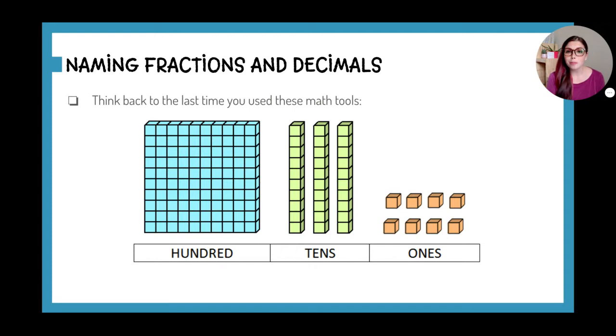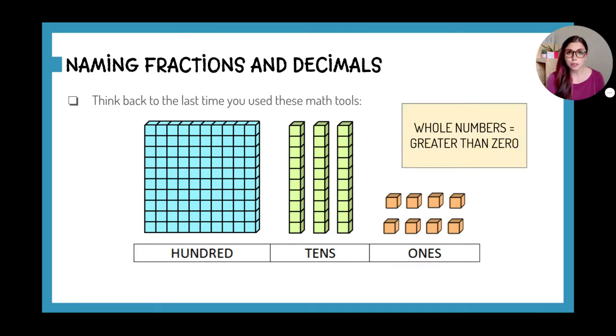So let's start by thinking back to the last time you used these math tools. They should be familiar. We have a hundreds flat, some 10 sticks, and some ones cubes. And if you remember, these math manipulatives represented whole numbers. They were numbers greater than 0. So the number I have shown here is 138: 100, 3 tens, and 8 ones.